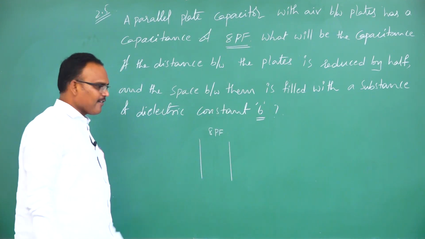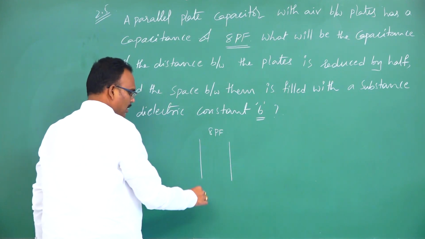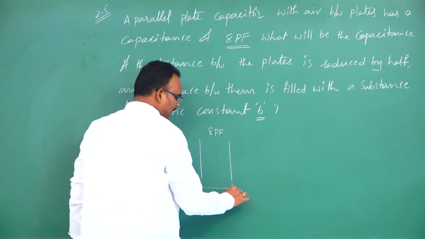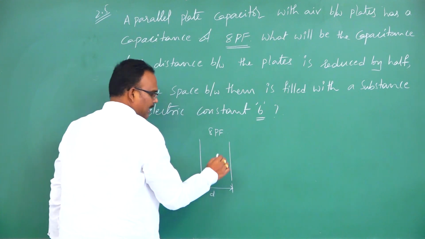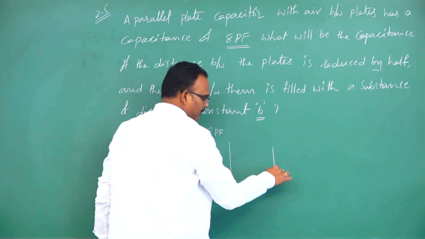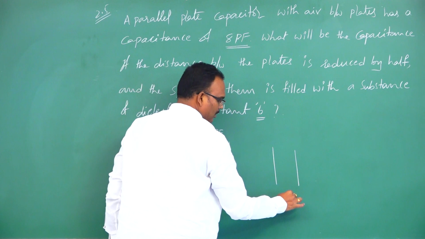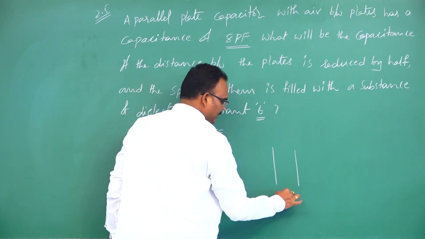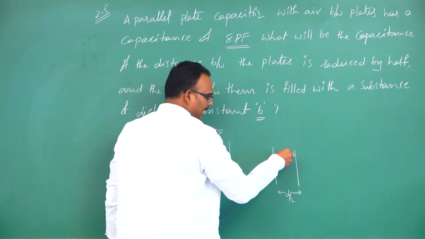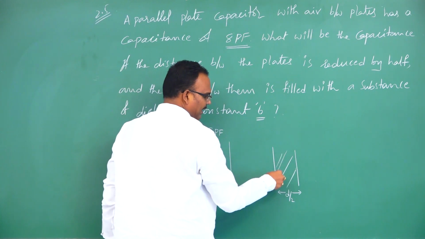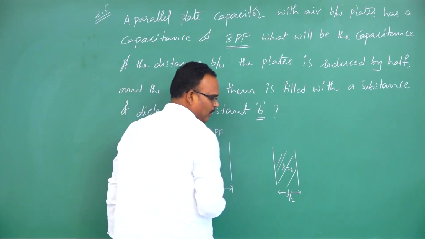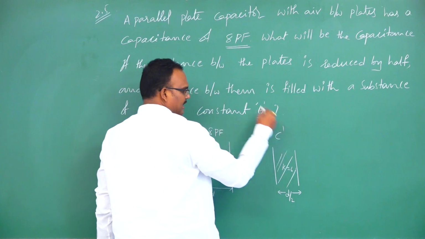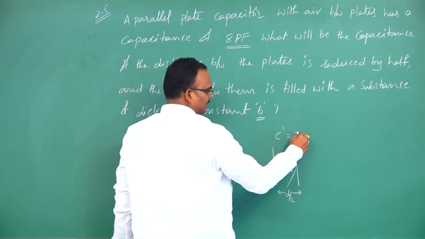So that means here we have to do two things. One, distance between the capacitor plates is now d. Now it should reduce it to d by 2. Now distance between them is d by 2. Second thing, I have to fill with a dielectric of dielectric constant k is equal to 6. Then what is its new capacitance? That is the question.